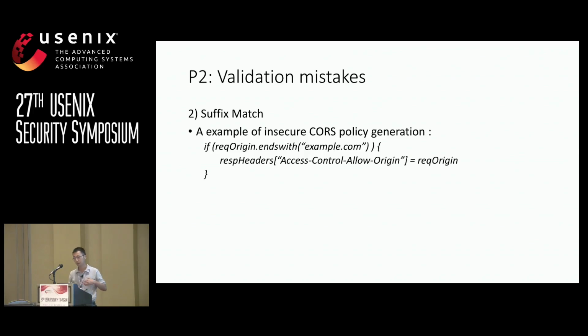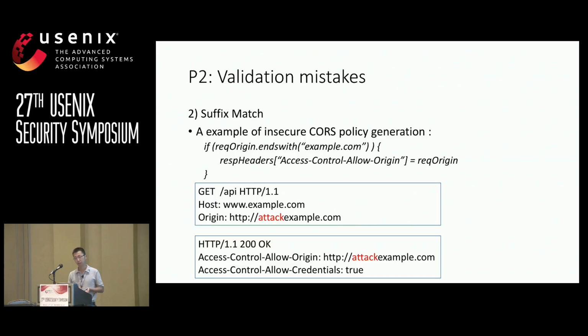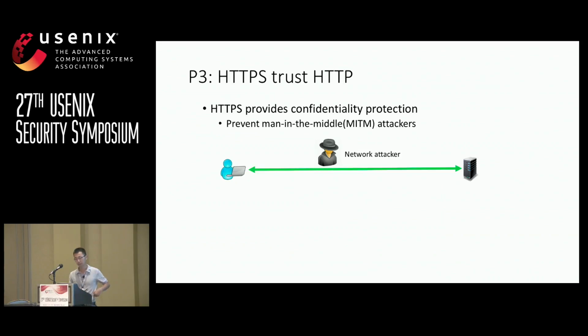We found some other web applications check whether the origin header value ends with example.com. But this configuration is still vulnerable. It actually accepts any domain ending with example.com, including attackexample.com, which can be registered by attackers. And we found some important websites also have this mistake.